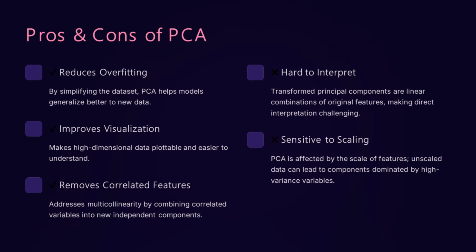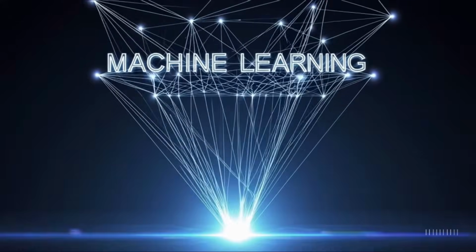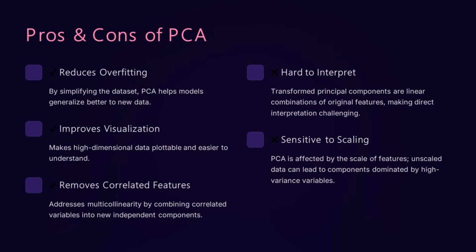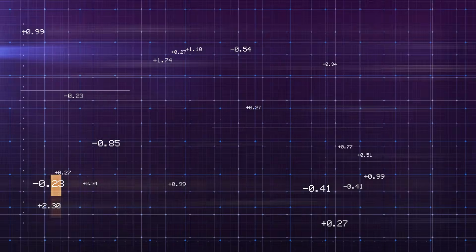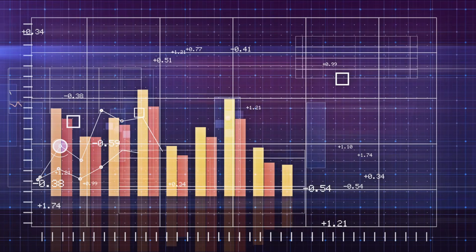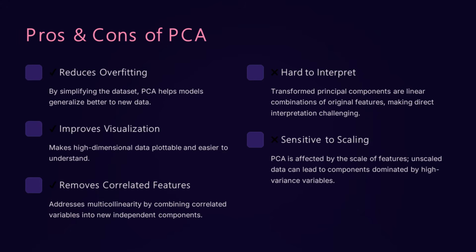PCA comes with both advantages and limitations that are important to understand. Let's look at both sides. On the plus side, PCA is incredibly effective at reducing overfitting in machine learning models. By stripping away unnecessary complexity, it helps models perform better on new, unseen data. It also solves one of the biggest headaches in data science: visualization of high-dimensional data. PCA gives us the superpower to plot and explore data that would otherwise be impossible to visualize.